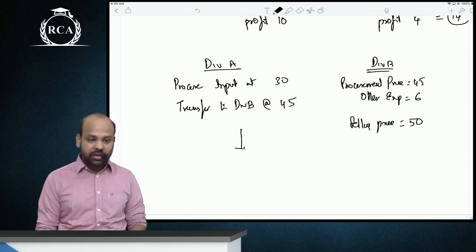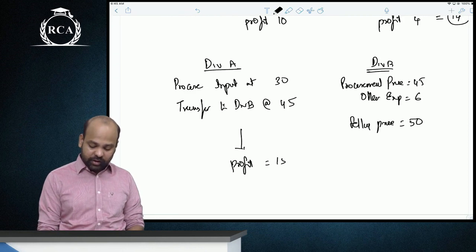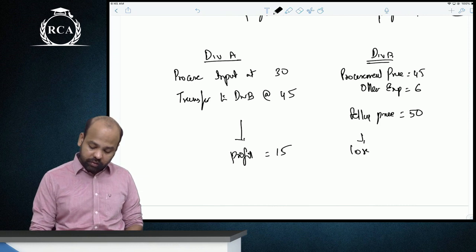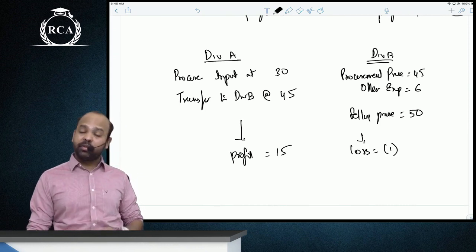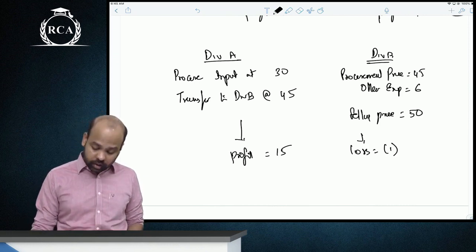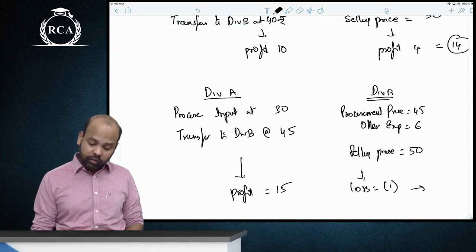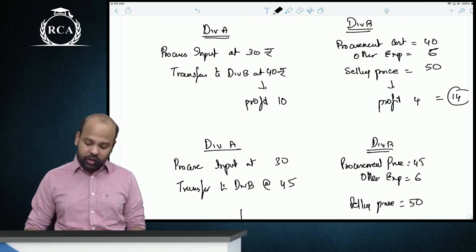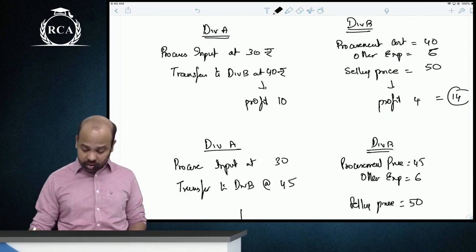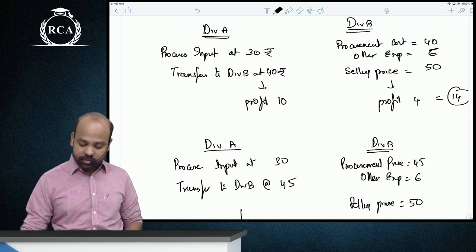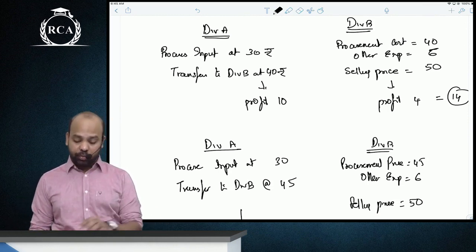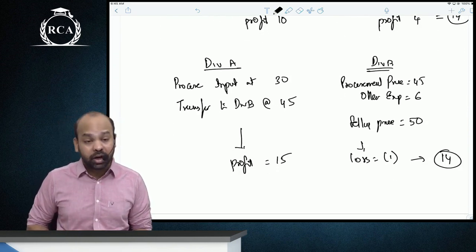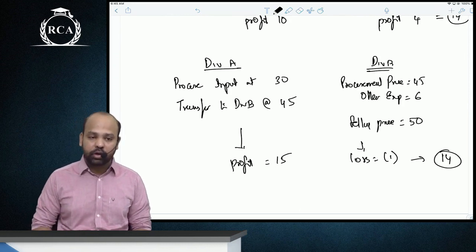So the first division will make a profit of 15 rupees, because it is procuring at 30 and transferring at 45. The second division would make a loss of 1 rupee, because its total cost has now become 51, whereas the selling price is 50. But then you will argue, sir, the overall profit made by the organization is still 14 rupees. Correct? In the first example, one division makes a profit of 10 rupees and the other 4 rupees. In the second example, the first division makes 15 rupees, the other makes a loss of 1 rupee, and the overall profit is 14.